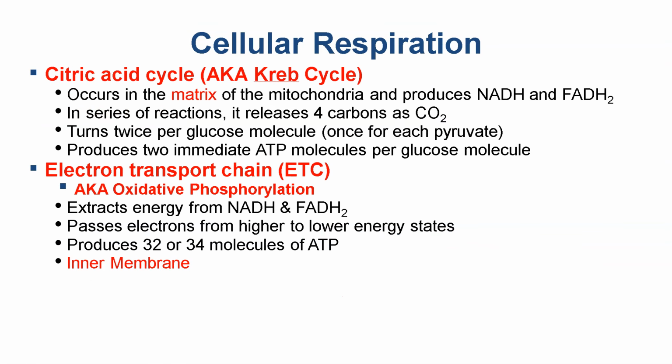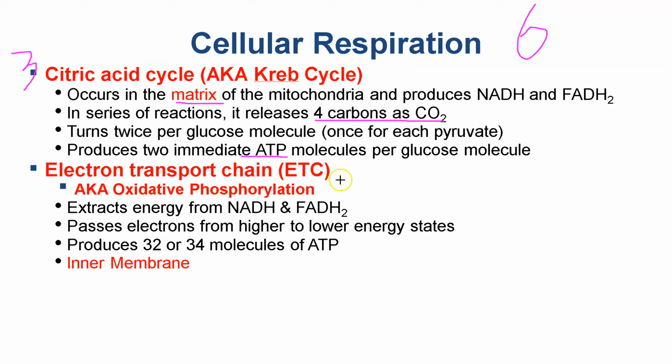Then we have step 3, the good old Krebs cycle, or citric acid cycle, which occurs in the matrix of the mitochondria. I'll show you a picture in a second. It's a series of reactions that releases 4 carbons as CO2. Again, there are 6 carbons to be released, C6H12O6. It turns twice per glucose molecule and produces 2 ATP, and mostly the electron carriers, which is the goal. Glycolysis and the Krebs cycle make a little bit of ATP, but not enough to maintain homeostasis.